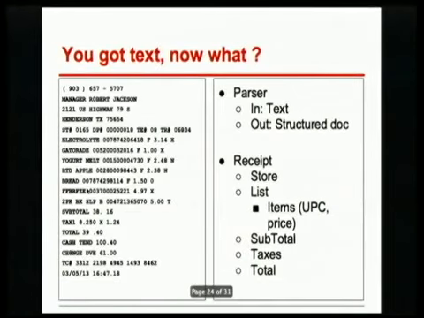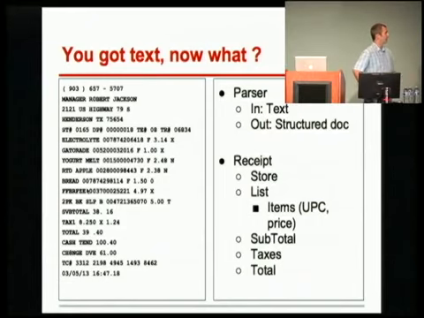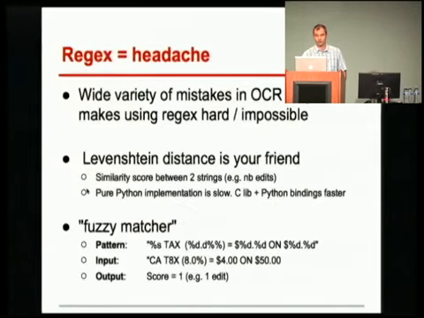Now, what happens after OCR? Basically, you've got your text. Notice there are some errors in the text because OCR is never perfect. You're never going to get 100% accuracy. And so what you want is to extract the structure out of that. In our case, we wanted to find the store name, what items people bought, taxes, and the total. So how do you do that?